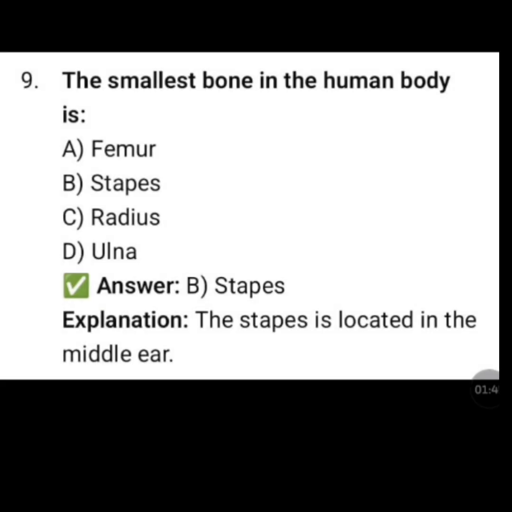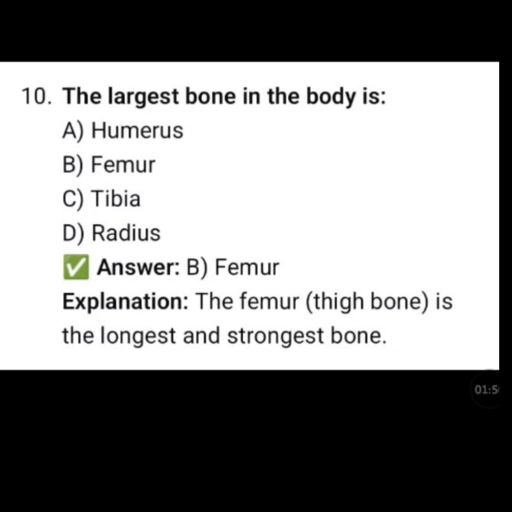The smallest bone in the body is: femur, stapes, radius. The correct answer is option B, stapes. The stapes is located in the middle ear.